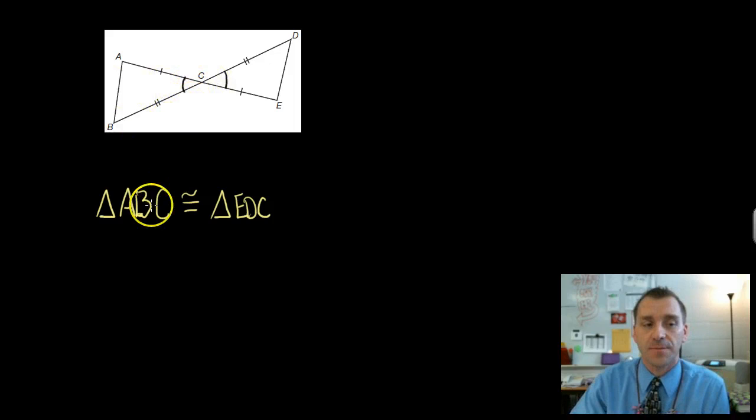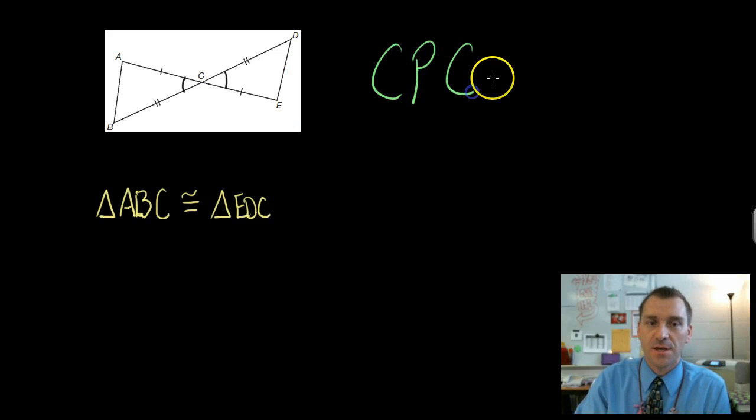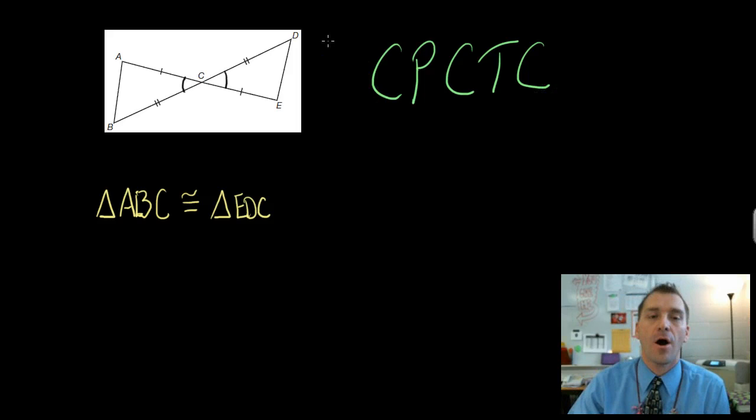Whether we proved them through side-angle-side, HL, angle-angle-side, angle-side-angle, side-side-side, whatever, any of those five methods, remember we could go beyond proving triangles congruent by using this thing, CPCTC. And remember that stood for corresponding parts of congruent triangles are congruent.